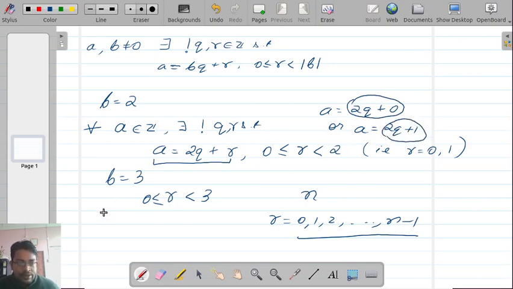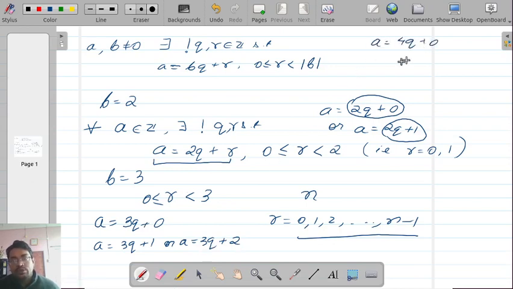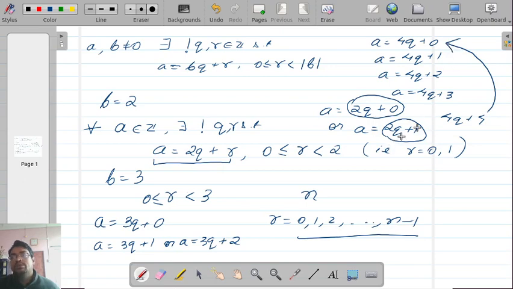Similarly, if we consider divisibility by 3, any integer can be written as 3q plus 0, or 3q plus 1, or 3q plus 2. These are the only three ways we can write any integer. Similarly, any integer can be written as 4q plus 0, 4q plus 1, 4q plus 2, or 4q plus 3. When you go to 4q plus 4, this is equivalent to the form 4q plus 0, because 4q plus 4 can be written as 4 into q plus 1, so our quotient is changing, plus 0. So if we consider divisibility by 5, then we can write any integer in 5 different forms. These are the only possibilities.